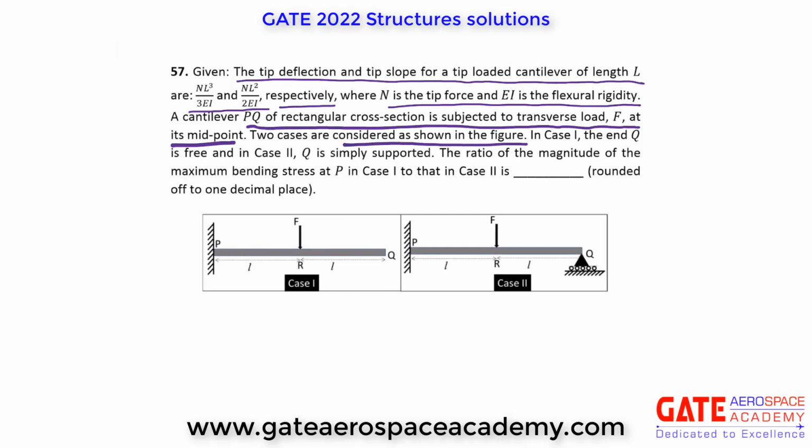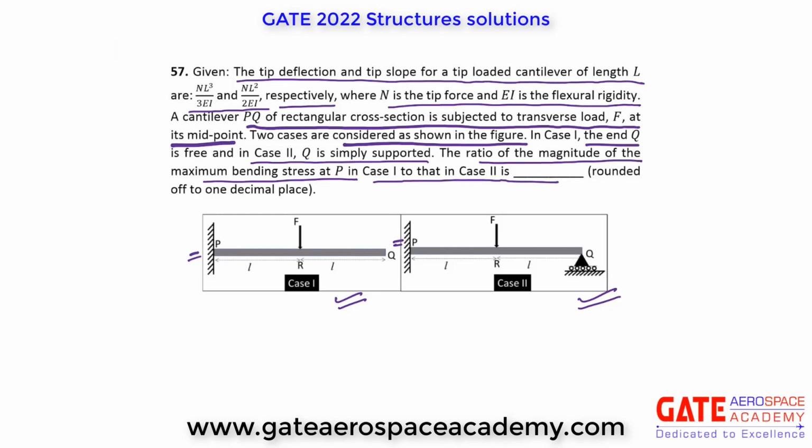In case 1, the end Q is free. Here end Q is free in case 1. In case 2, Q is simply supported. Here it is simply supported. The ratio of magnitude of the maximum bending stress at P in case 1 to that in case 2 is. So here at P, we have to find out ratio of magnitude of maximum bending stress.